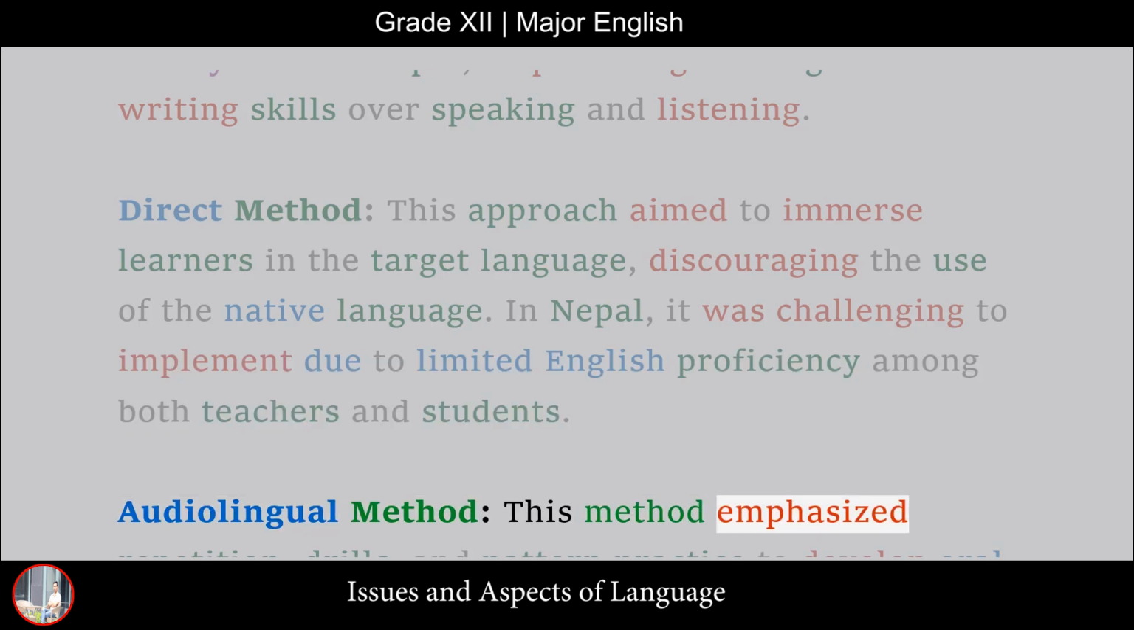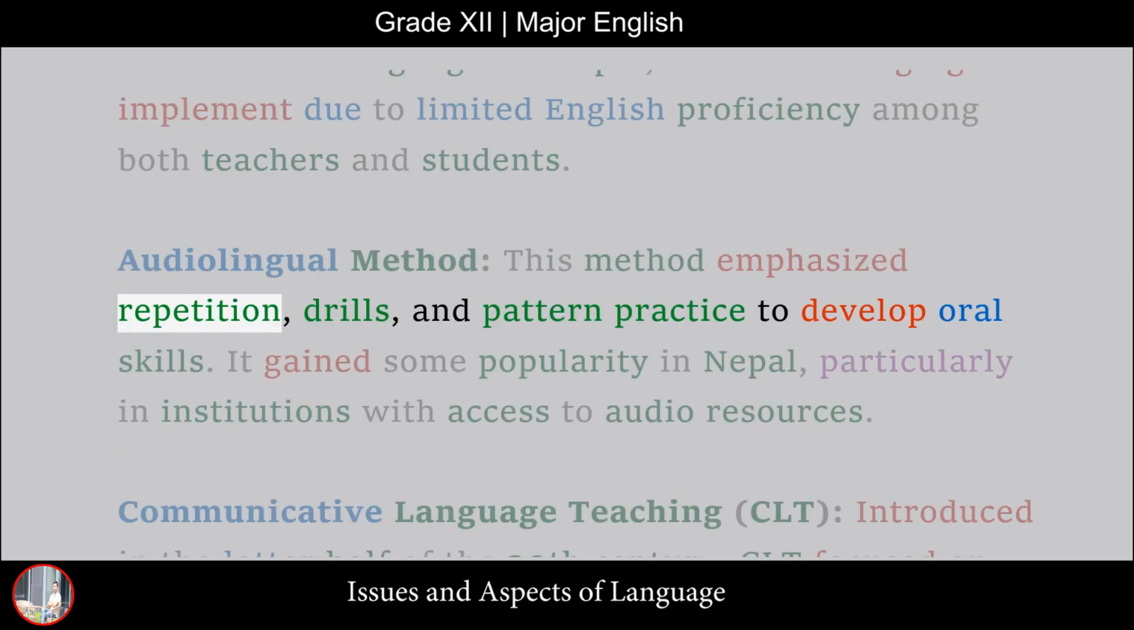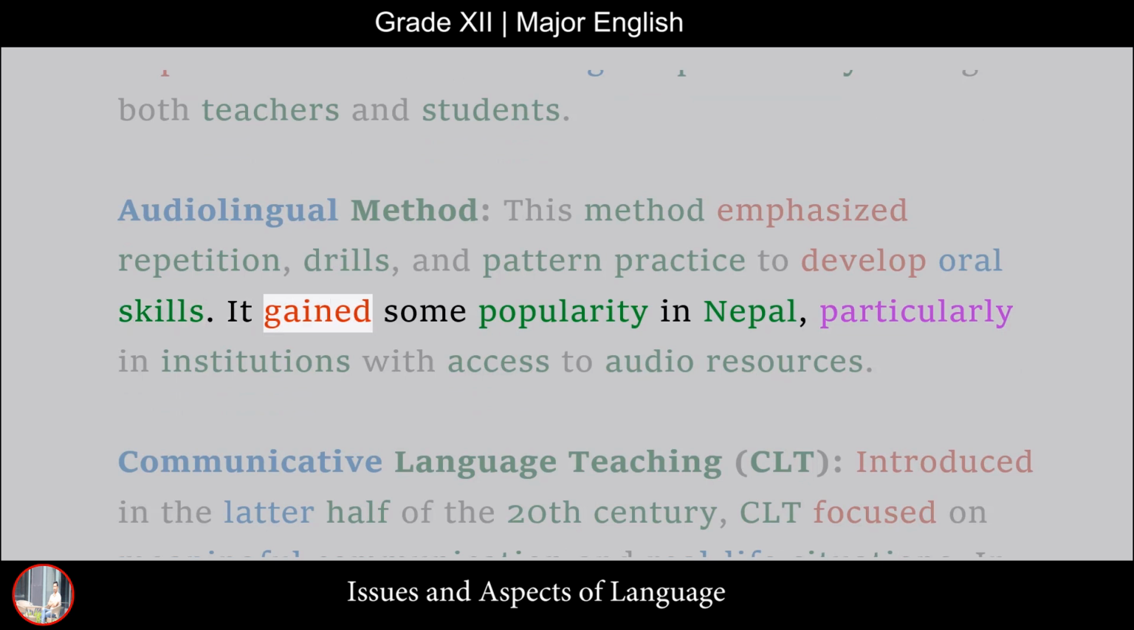Audiolingual method. This method emphasized repetition, drills, and pattern practice to develop oral skills. It gained some popularity in Nepal, particularly in institutions with access to audio resources. Communicative language teaching, CLT, introduced in the latter half of the 20th century.